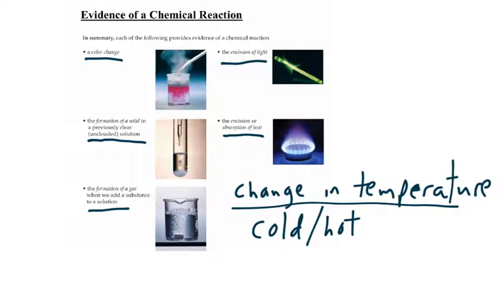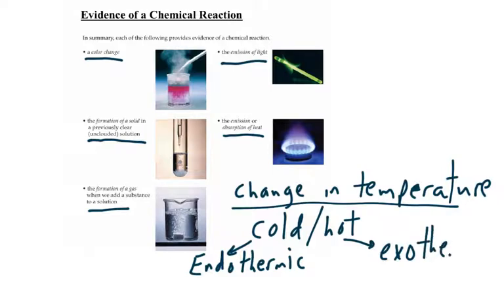In fact, if the reaction gets cold, those are usually indicators of an endothermic reaction. And if a reaction releases heat, it will get hot. And those are known as exothermic reactions. So these are 5 very popular signs that a chemical reaction took place.